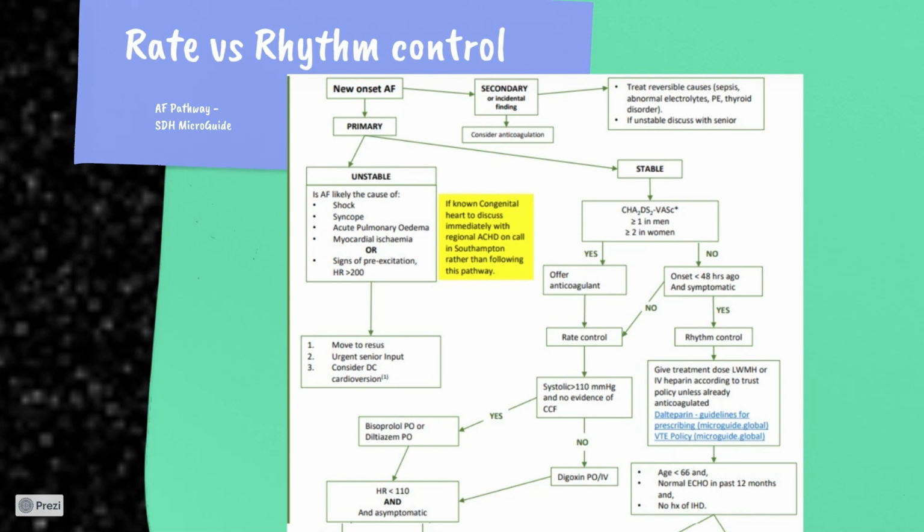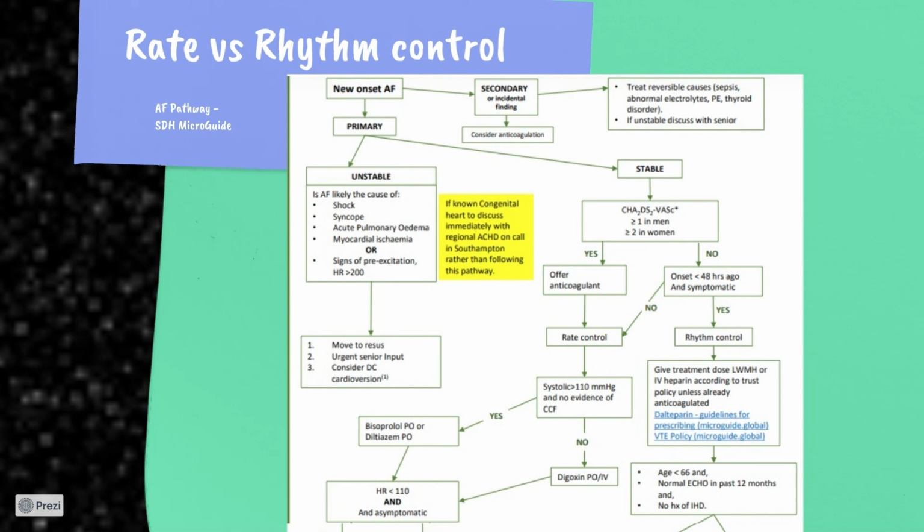Rate control means that to manage the AF, we just try to reduce the rate the heart is beating at, whereas in rhythm control, it means we try to get the patient out of AF. When deciding whether or not to rate control or rhythm control in AF, we use the CHADVAS score. If they have a high risk of stroke, so this is a score of 1 or greater in men or 2 or greater in women, we would generally go down the rate control pathway.